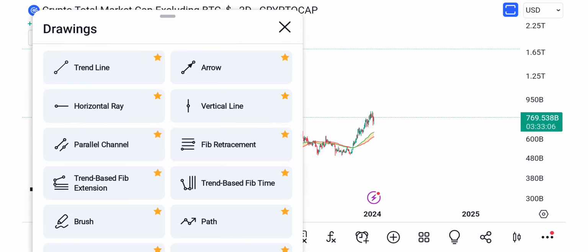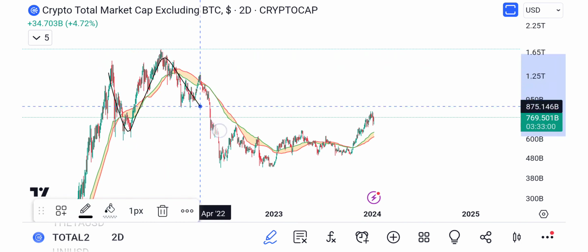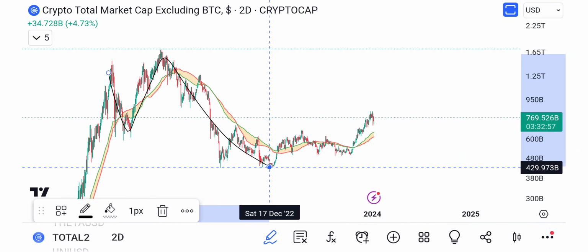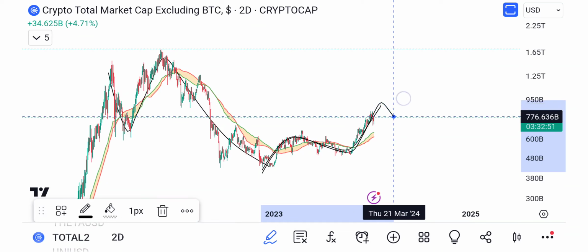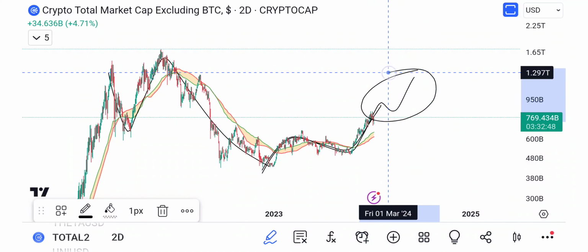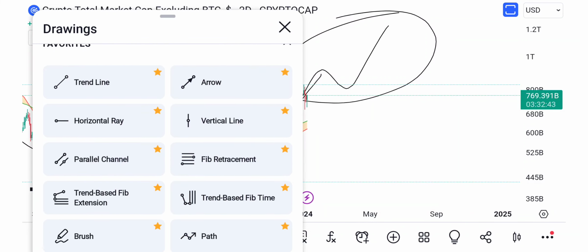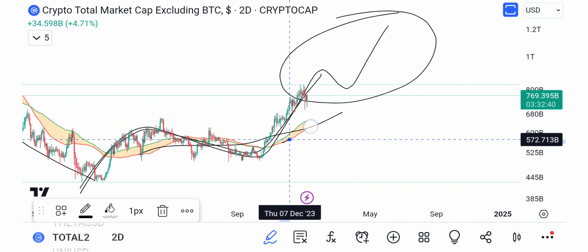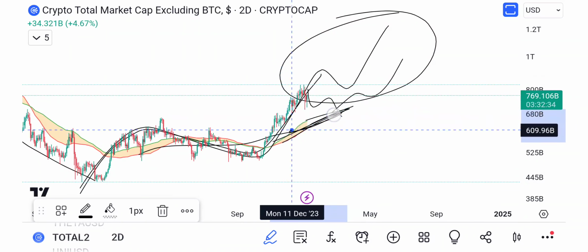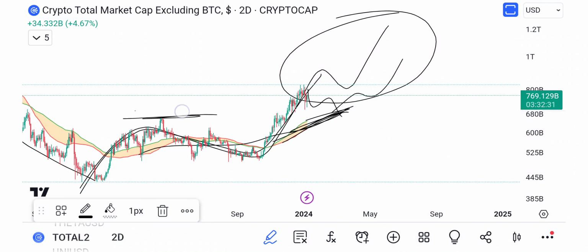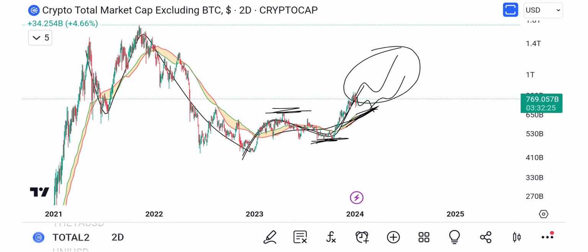Same thing for the TOTAL2. This could be an A, B, C, and then we have another. This is either an A, B, C, or a 1, 2, and now we're in 3, 4, 5, right? So let's see if we continue rocking it to the upside, or first we want to come down and again meet up with the bull market support band, A, B, C, meet up with it, and then continue to rise. If we lose this, then we don't want to lose that. And if we lose that, then it looks like we're going much further down.